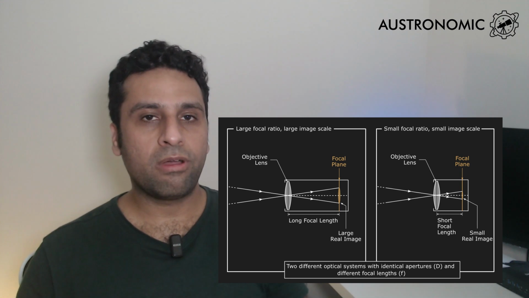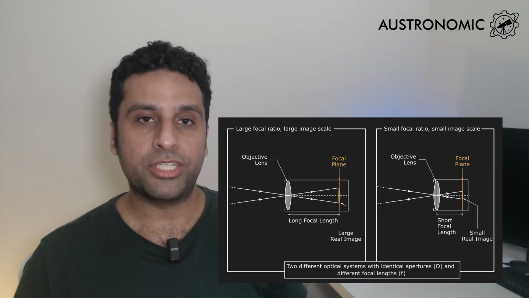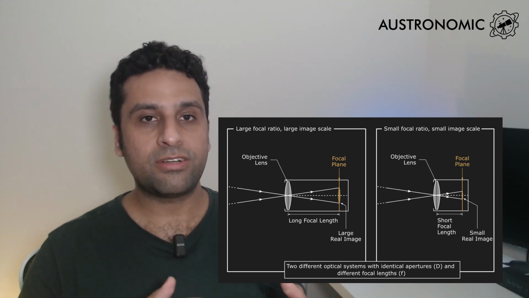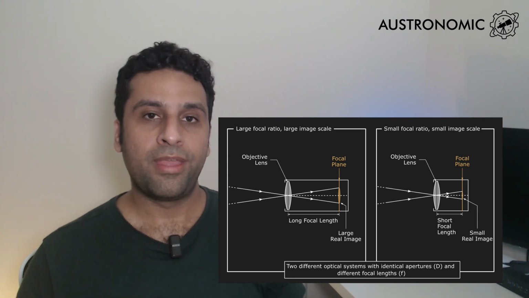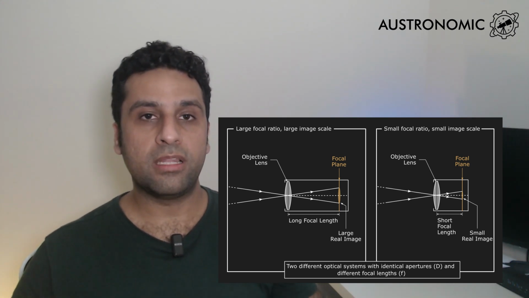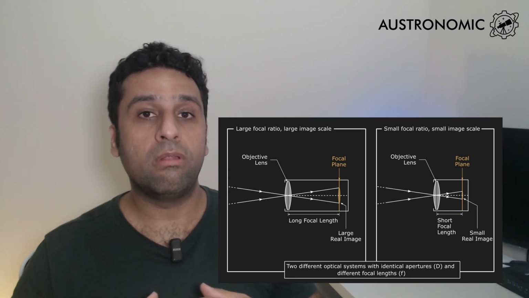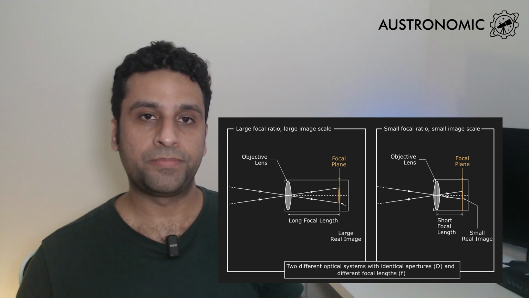A smaller focal ratio forms a smaller image of that patch and concentrates its light into a smaller area on the sensor. A larger focal ratio forms a larger image of the same patch and spreads that light over a larger area of the sensor.